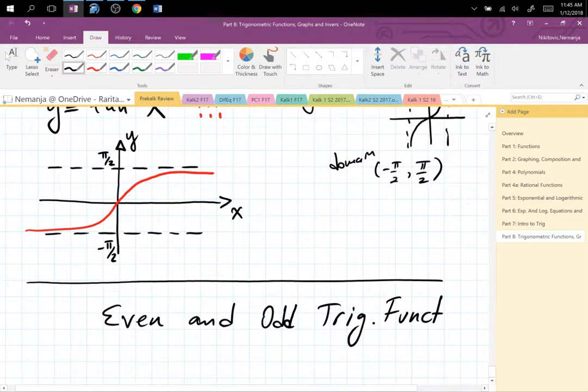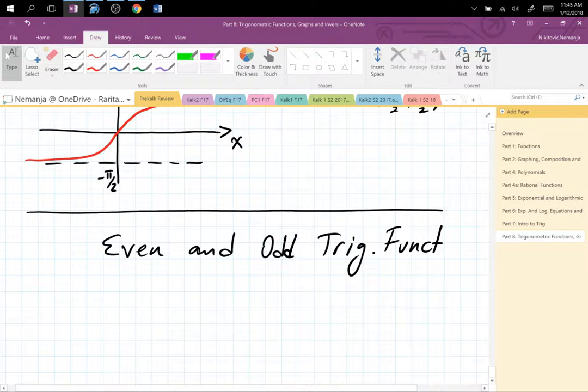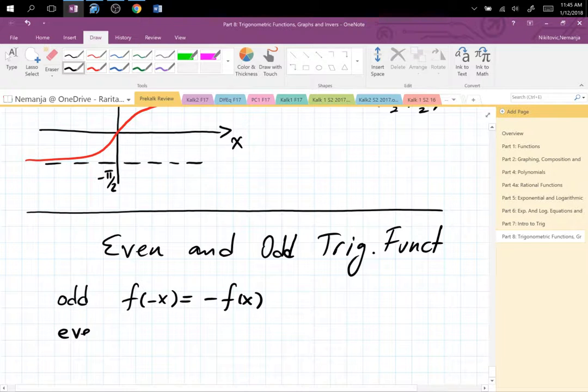So, even and odd trig functions. If you go back to your chapter 1, which is where most of the function knowledge database is, you find that odd functions are defined as f of negative x is the same as minus f of x, and even functions are defined as f of negative x just gives you back the original f of x.